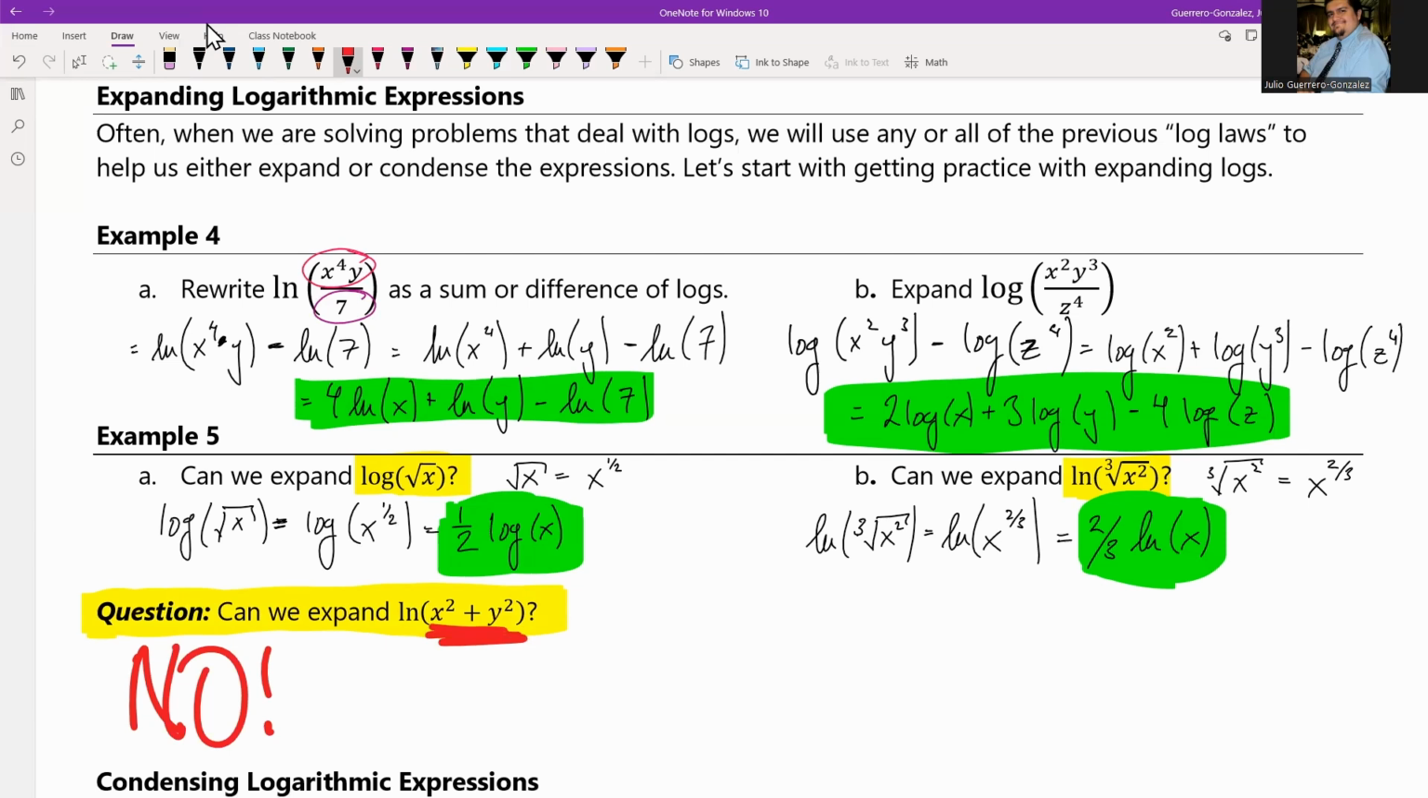Does that make sense? So all of our rules turn stuff into an addition, but the stuff that's inside has to be multiplication, right? There are rules for if you have something with a power, the power can come up front, but it has to be all by itself. It can't be added on to something else. So there are no rules for this, right?